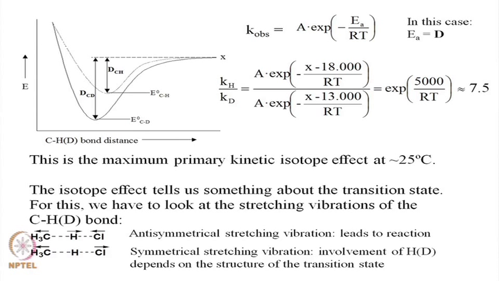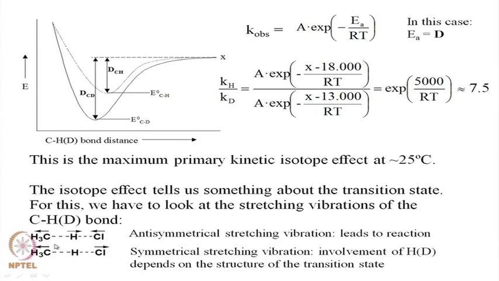So why do we need to consider such a discussion? Because the isotope effect can tell us something about the transition state. And for this, we have to look at the stretching vibration of the CH or CD bond. Now consider a transition state of the sort CH3HCl, that is, a methane part and a chlorine part, and this is also a methane part and a chlorine part. This is an antisymmetrical stretching vibration, and this is a symmetrical stretching vibration. Involvement of HD depends on the structure of the transition state.